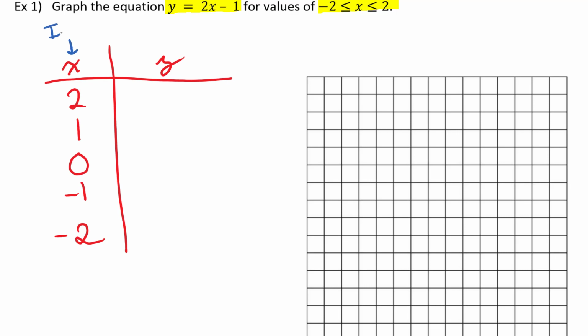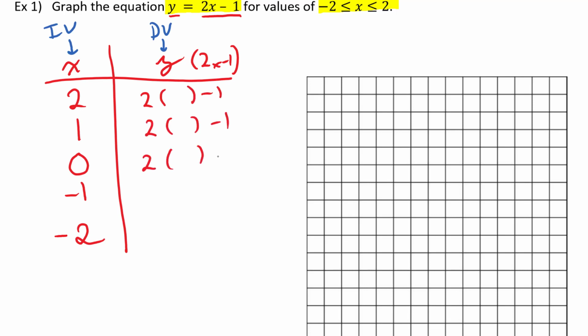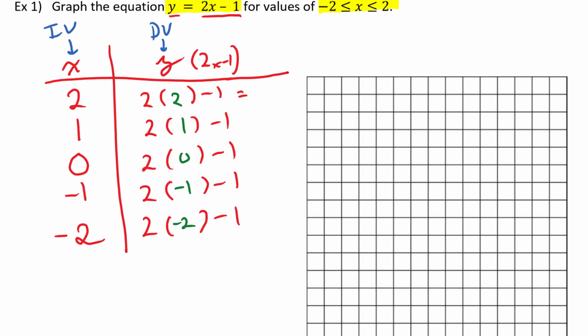So those are our selected values. These are our independent variables. These are our dependent variables. Whatever I selected for x will determine what y is equal to. So we have y is equal to 2x minus 1. So what I'm going to do is substitute in my x value into each of these: 2, 1, 0, minus 1, minus 2. We will solve it now.